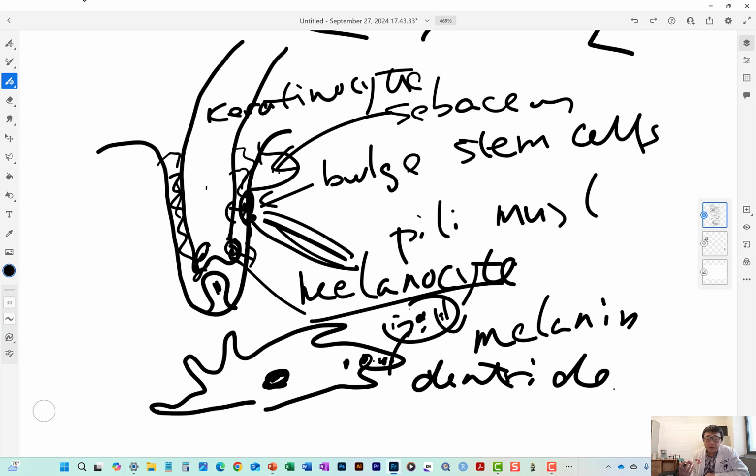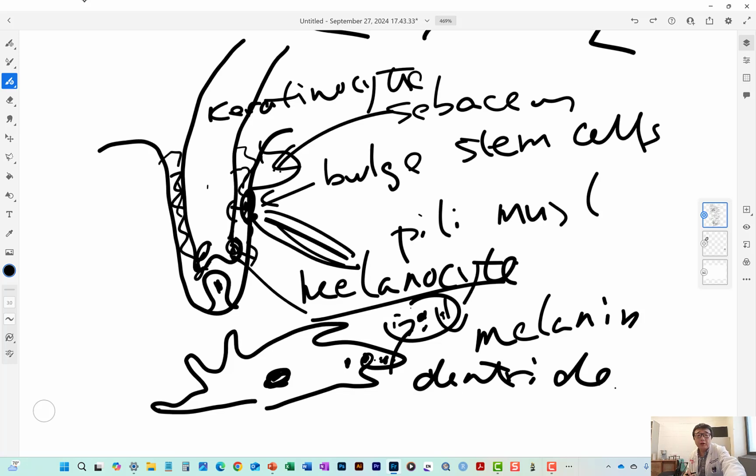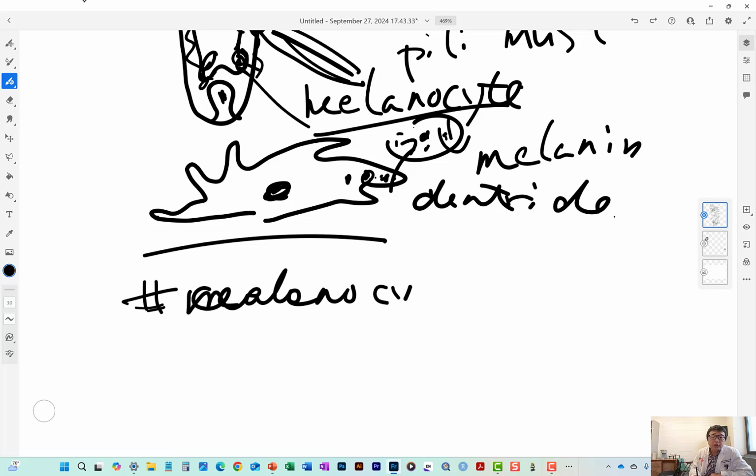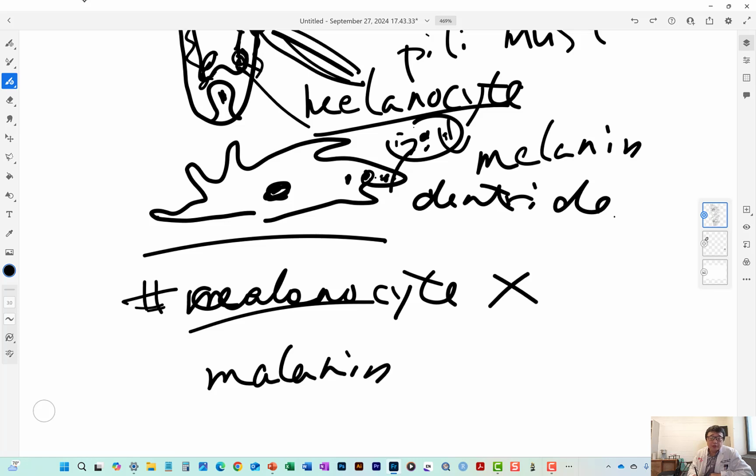So we humans have different skin color and different hair color. How are the skin color and the hair color determined? It's not because of the number of melanocytes. No, it's not the number of melanocytes, but because of how much melanin each melanocyte can produce. There's a process called melanogenesis. People with light skin produce less melanin, and people with darker skin produce more melanin.